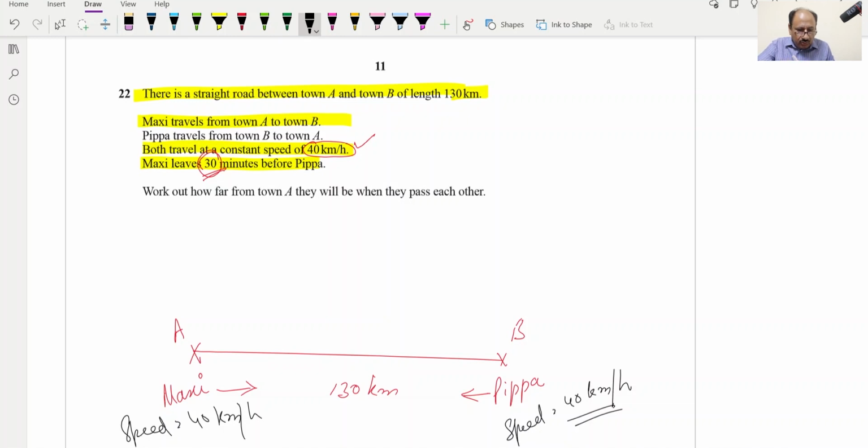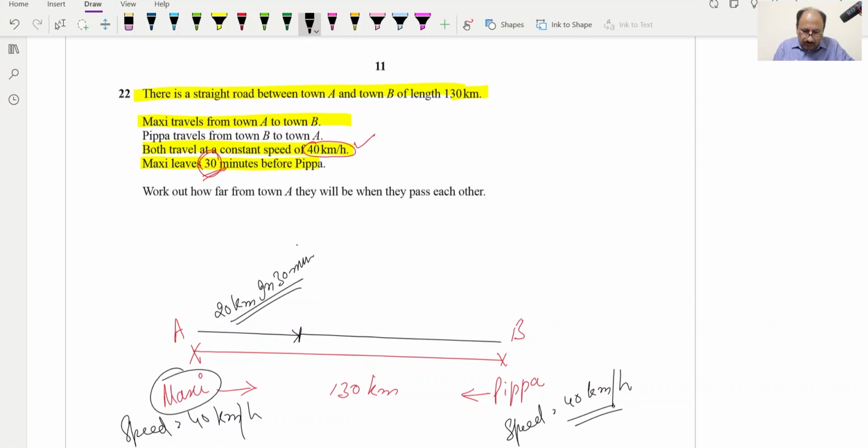So we can show from this point to this point, say up to this one is 20 kilometers, and this is in 30 minutes, and this is covered by Maxi. So this distance is covered. Now the remaining distance is what? Total distance was 130. Out of 130, 20 kilometers is already covered, so this is 110 kilometers which is the remaining distance.